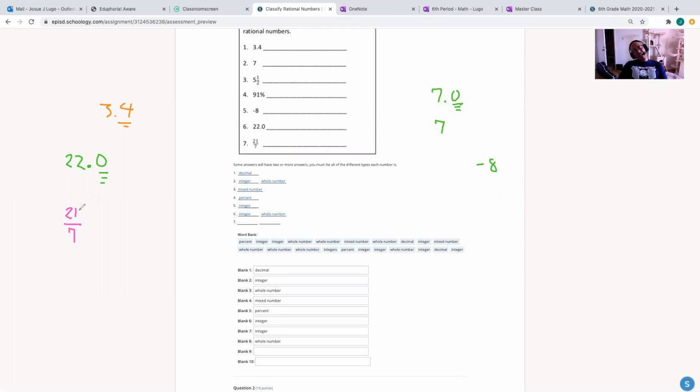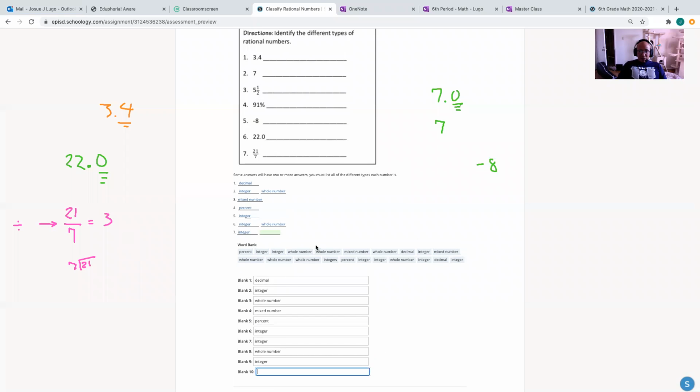Now, I'd be tempted to put this as an improper fraction and maybe change it into a mixed number. But remember what the fraction bar means. That means division, right? So let's divide 21 by 7. 21 divided by 7. Wait, isn't that 3? So as you can see, this is a bit of a trick problem, isn't it? Because if 21 over 7 is equal to 3 wholes, notice how that does not have a decimal value. Therefore, it is an integer. Not only is it an integer, but it's a positive integer. Therefore, it's also a whole number. It's an integer and a whole number.